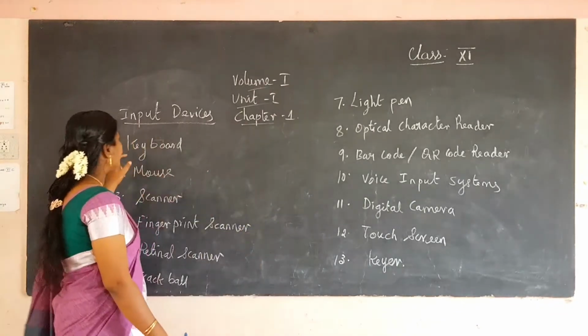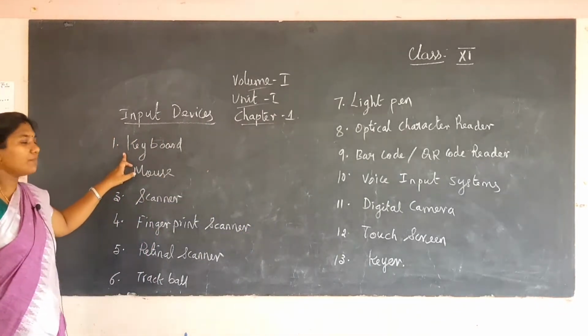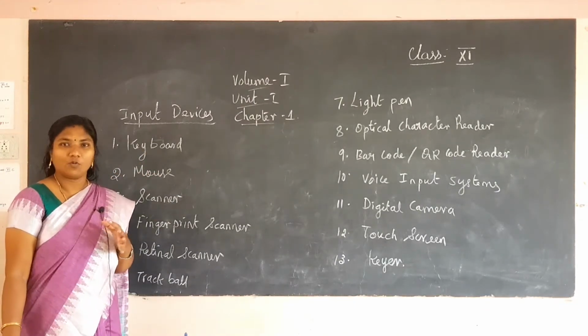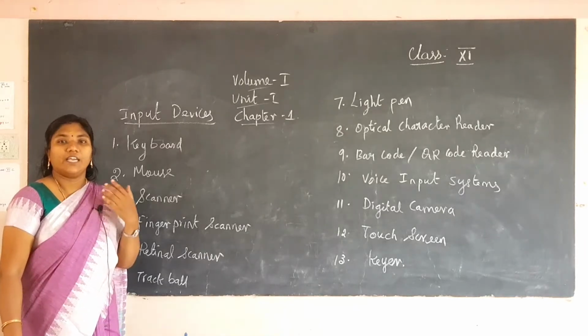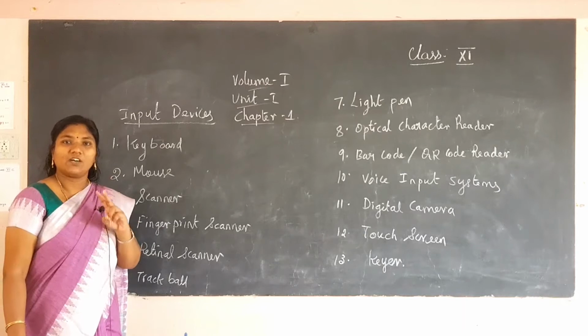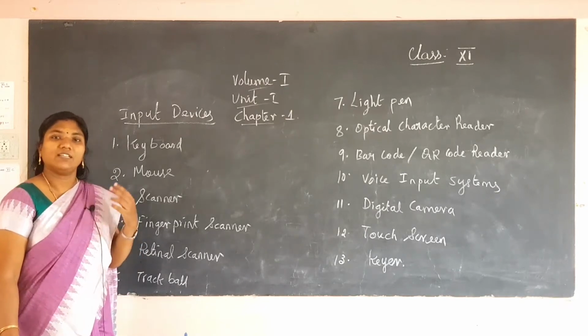Okay. So first, keyboard. As the name says, keyboard you know very well. Every system has a keyboard and mouse. We give the input through keyboard and mouse. These two are the main, basic and important components through which we give the input.